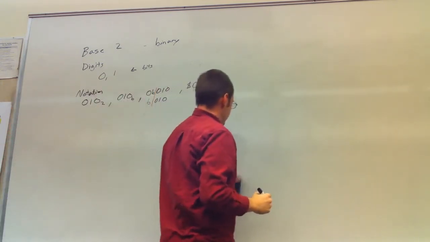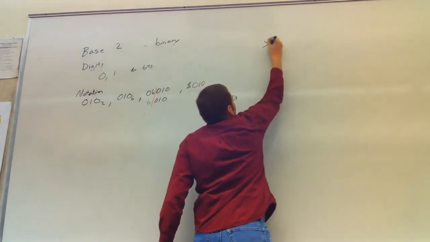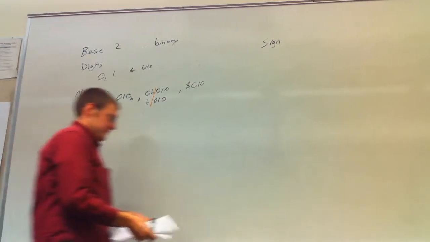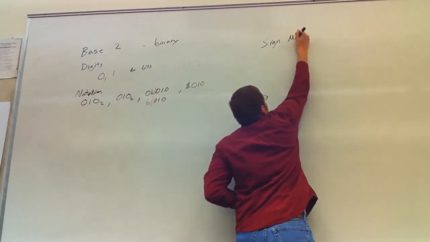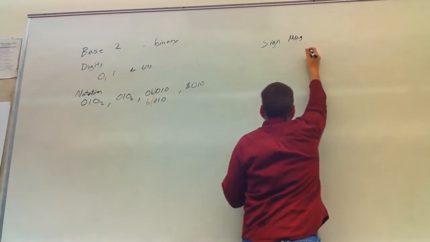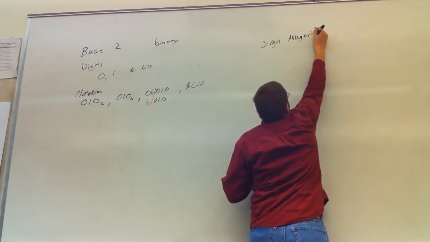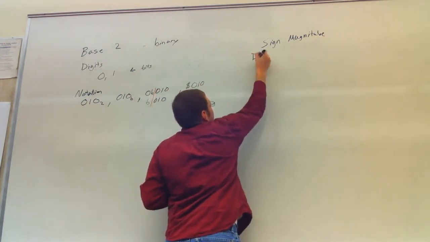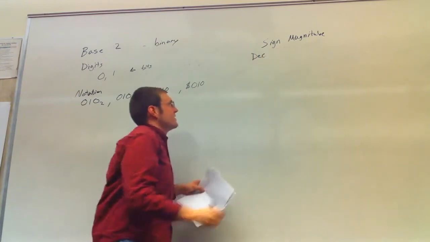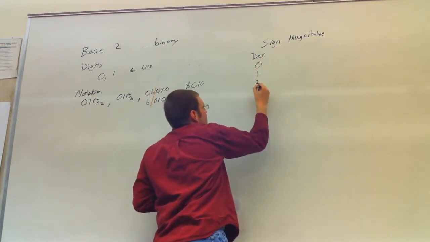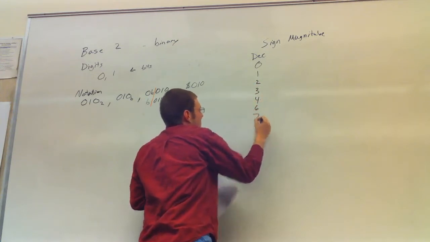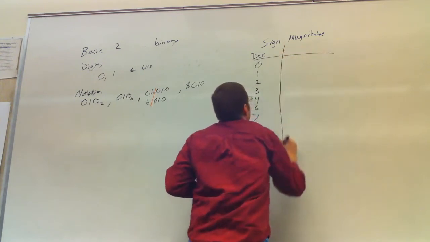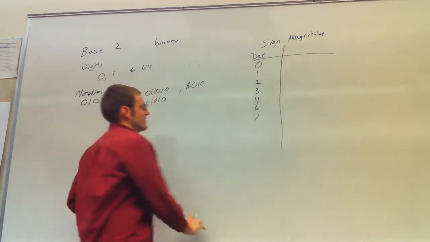So we first have this notion called sign magnitude. In decimal, we can abbreviate DC. So we have 1, 2, 3, 7, right? No 5? I'm just going to stop there, that's fine.